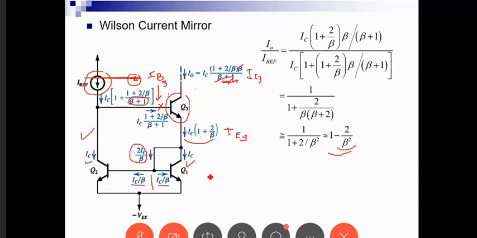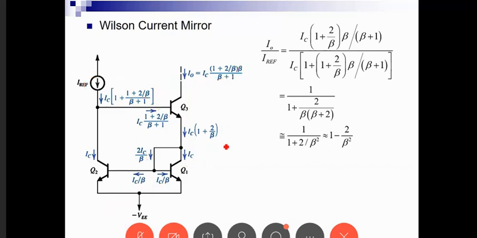Now, let us see what happens if we look at the other terms, the output resistance. They did not give us the derivation here, but they told us it is beta over 2 times some RO, because I have a stack of 2 transistors. Since beta is around 100, I don't see little RO anymore. I see a large resistance because of the stacked devices.